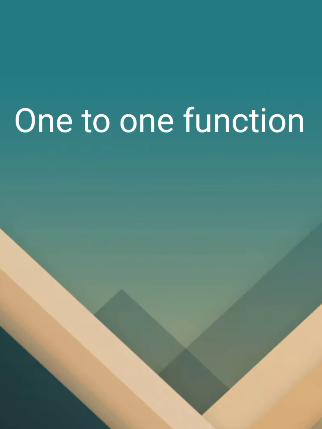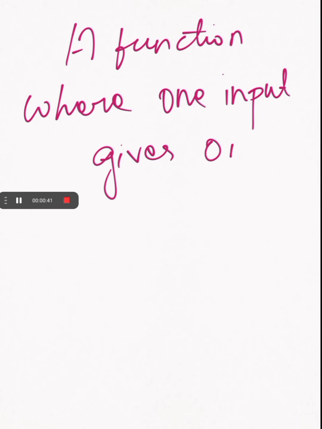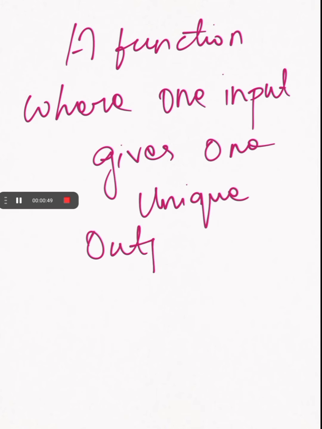Okay, what is called one-to-one function? A function where one input gives one unique output. This is called one-to-one function. The one-to-one function is nothing but a function where one input gives one unique output.